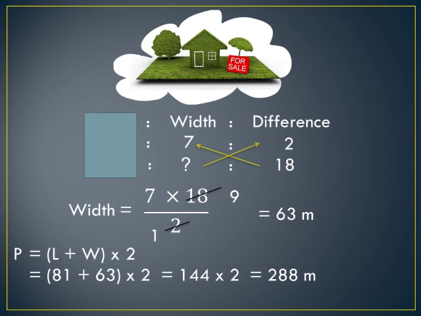Okay, primary? You understand till now? We get the ratio length to width to difference. If we want the length, we hide width. If we want width, we hide length. After that, get perimeter.